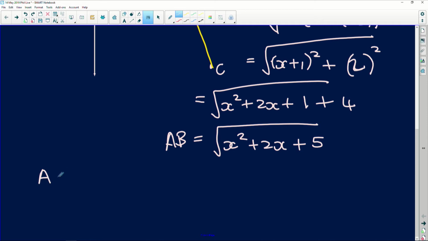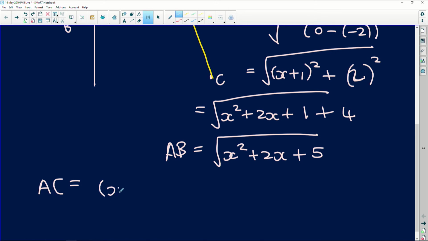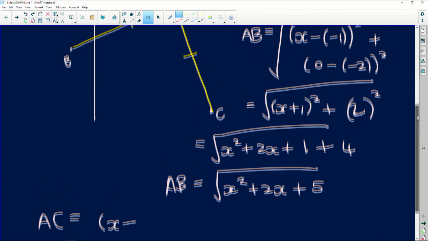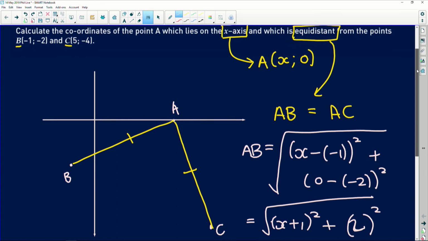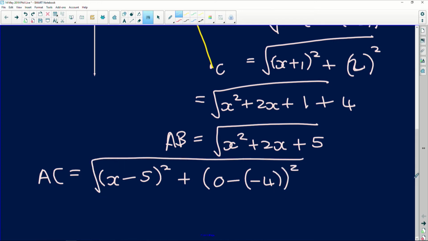Now we need to find AC. Same thing, guys. The distance formula is equal to the square root of (the x value at A minus the x value at C, which I think was 5) squared, plus (the y value at A, which was 0, minus the y value at C, which was -4) squared. Let me just highlight this so we know that it's important.